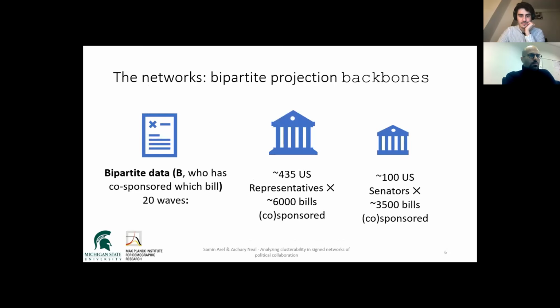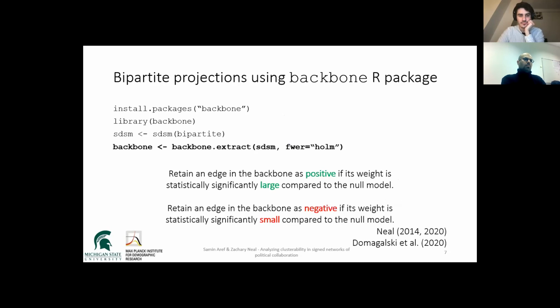We use bipartite data for creating these networks. So these bipartite data are essentially telling us who has co-sponsored which bill. And we have these data for both chambers of the US Congress for 20 sessions or 20 waves. So for networks of the US House of Representatives, we have something around 435 nodes. And for networks of the US Senate, we have something around 100 nodes. We use the R package backbone for creating these networks. This involves extracting the backbone of these bipartite data. And here you see the main commands of this package, which is available from CRAN.